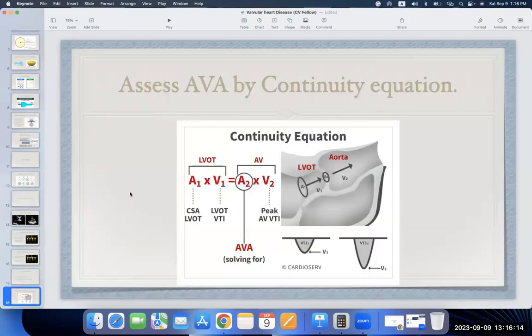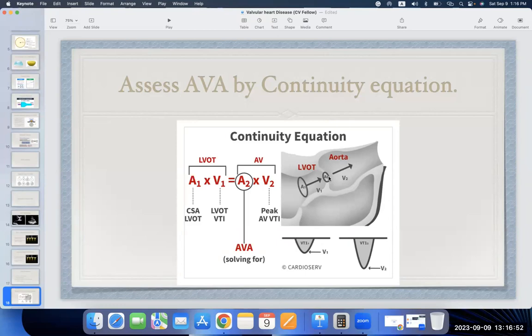So to calculate the aortic valve area, we use the continuity equation that we discussed in the prior slide. As we said, the flow in the LVOT will equal the flow in the aortic valve. So using this equation, we can say the area in the LVOT multiplied by velocity. Velocity, what do we mean by velocity? It can include both the maximum velocity or the VTI, which is the velocity time integral, and equal the aortic valve area multiplied by the velocity here also.